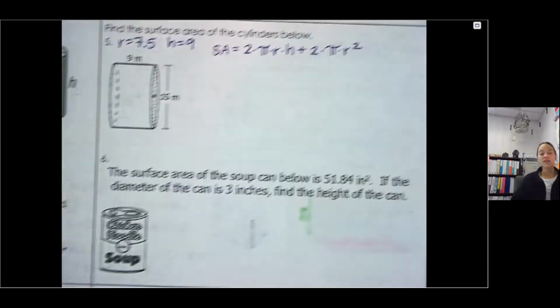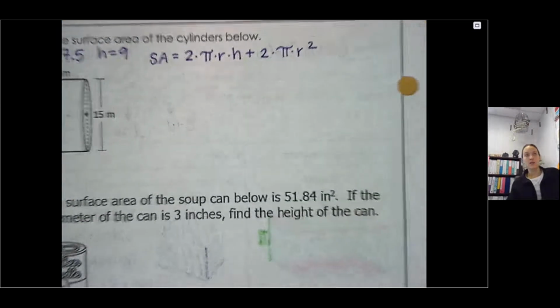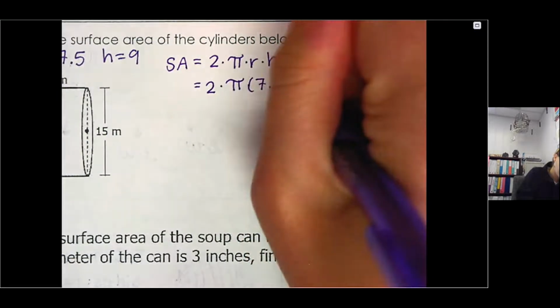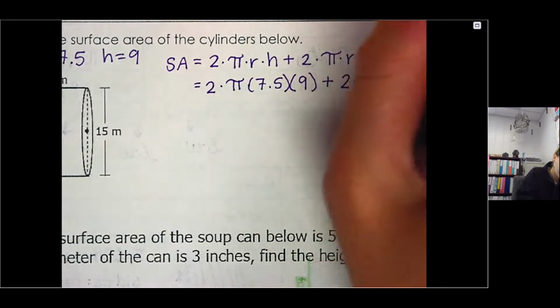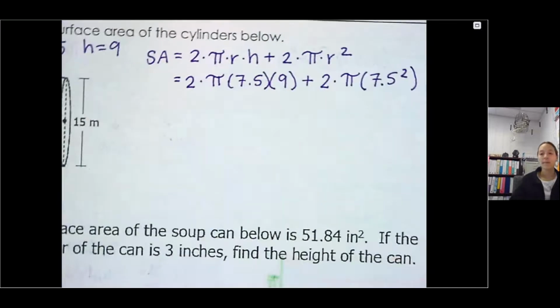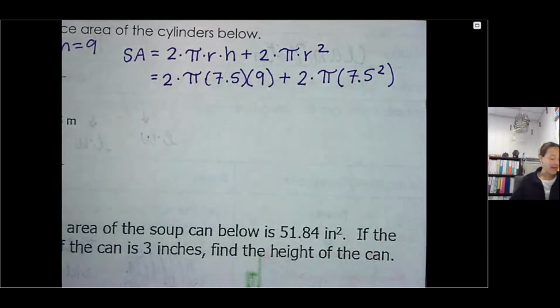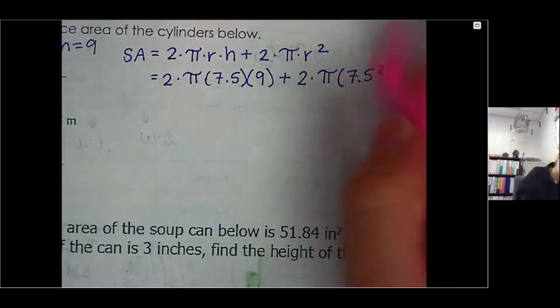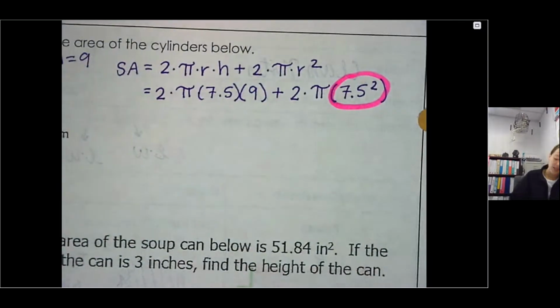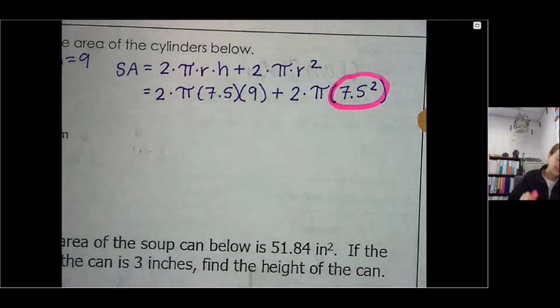The only thing to be careful of here is just making sure we go directly with PEMDAS. So we're going to put 2 pi, my radius is 7.5, my height is 9, plus 2 pi, and then 7.5 squared. Now, I better do my exponents first, which would be this right here, 7.5 squared. So I'm going to do that first, and that gives me 56.25.